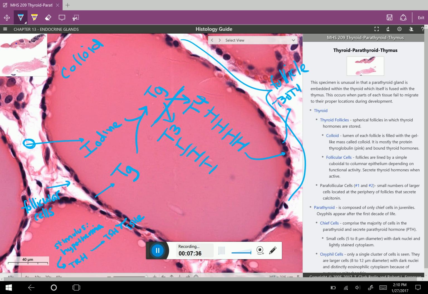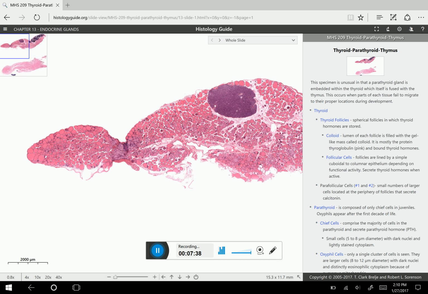Now we are back to the whole slide, and I'm going to zoom in, not to the parathyroid gland, but to the parafollicular cells. If I say parafollicular, where will these cells be located? Para means next to the follicle. So we're going to zoom in to the area near the follicle to find the parafollicular cells.